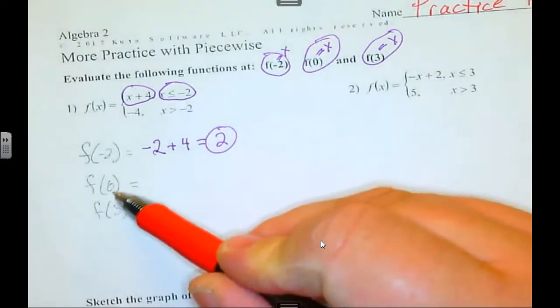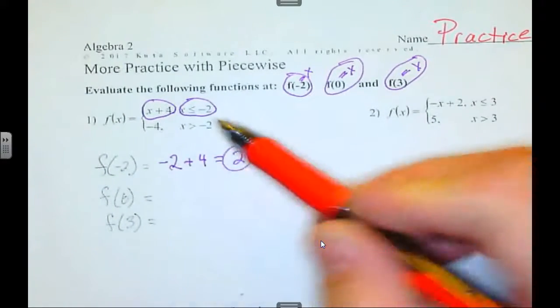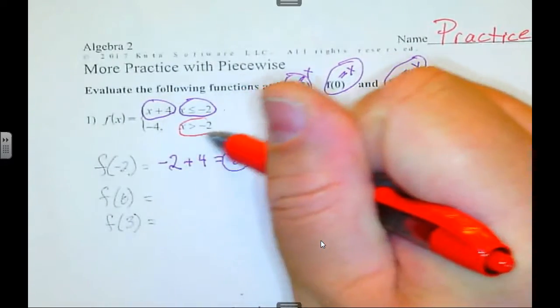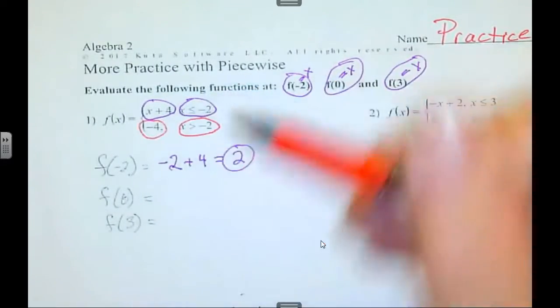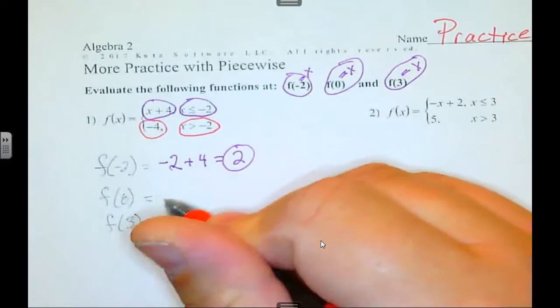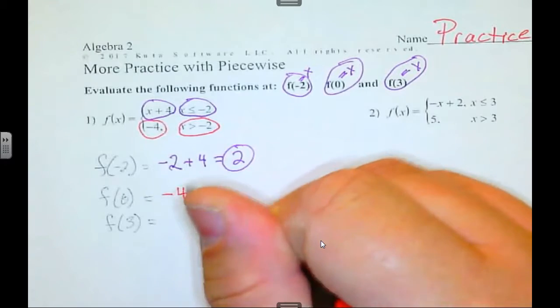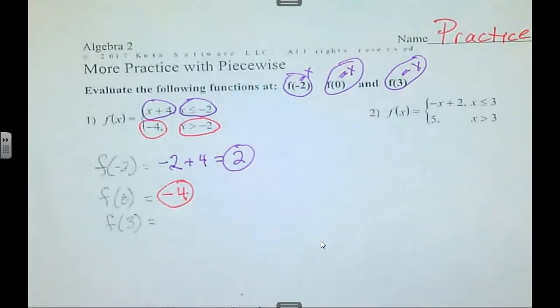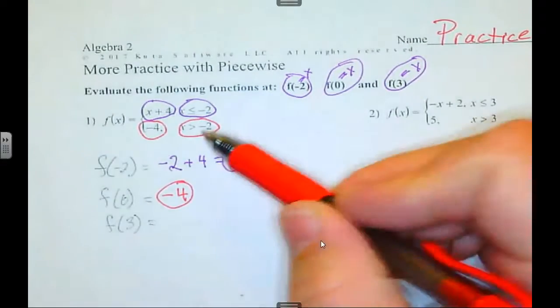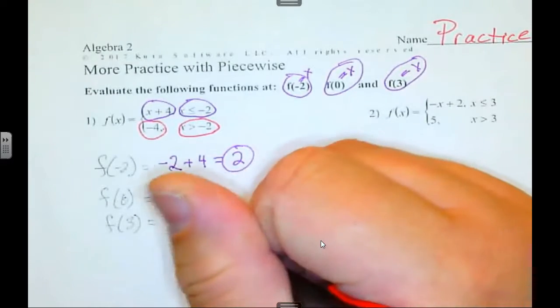I have the f of 0. 0 is greater than -2, so I have to use the bottom one. It happens to be a constant function. So the f of 0 equals -4. And the f of 3 is greater than -2, so I have to use -4.